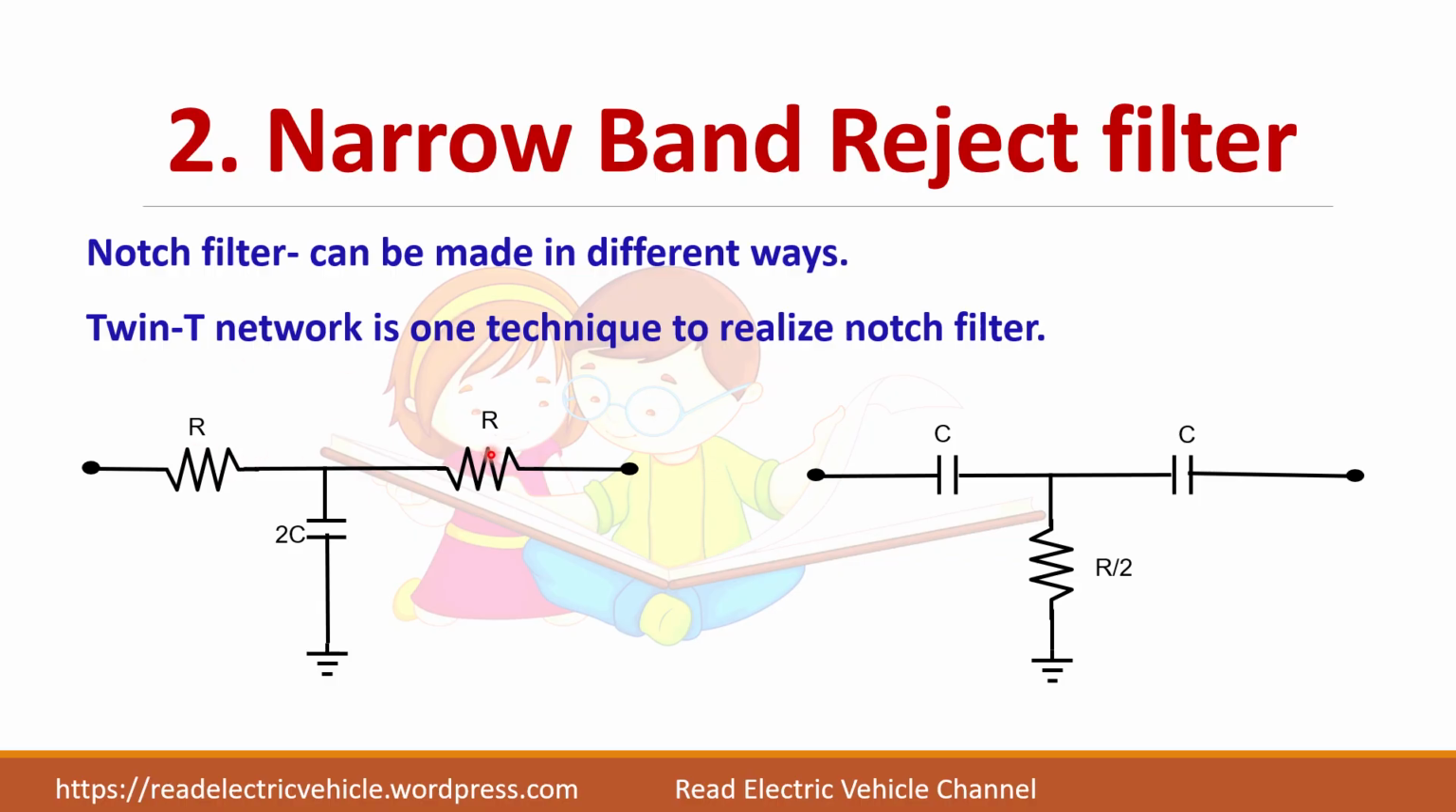In one T, you have two resistors and a capacitor. Here you have two capacitors and a resistor. Now we are going to use these two twin T's and a voltage follower circuit to realize this narrow band reject filter.